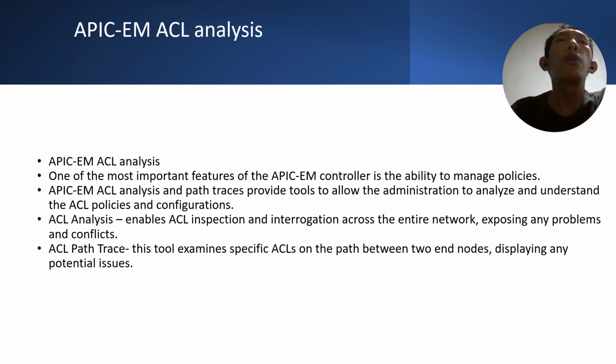APIC-EM ACL analysis. One of the most important features of the APIC-EM controller is the ability to manage policies. ACL analysis and path trace provide tools to allow the administrator to analyze and understand the ACL policies and configuration. ACL analysis enables ACL inspection and interrogation across the entire network, exposing any problems and conflicts. ACL path trace examines specific ACLs on the path between two end nodes, displaying any potential issues.